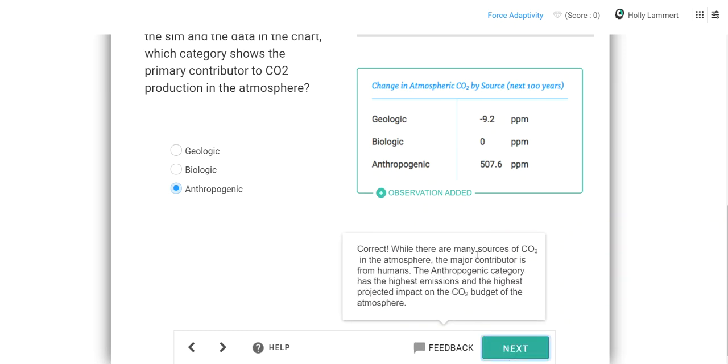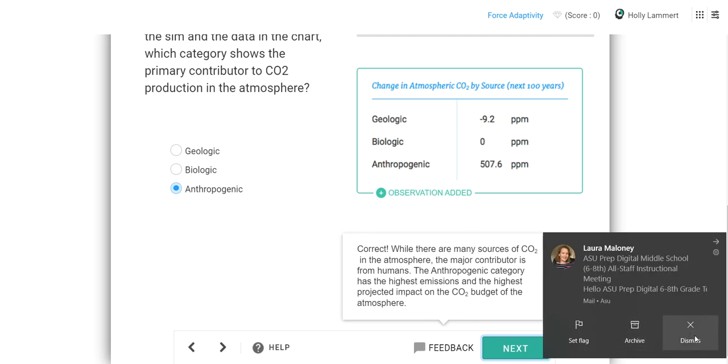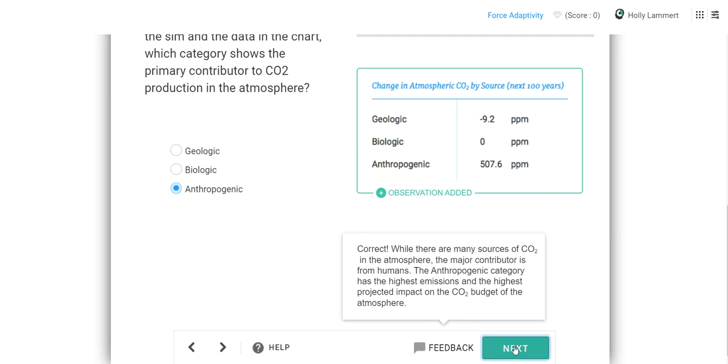Here it says, while there are many sources of CO2 in the atmosphere, the major contributor is from humans. The anthropogenic category has the highest emissions and the highest projected impact on the CO2 budget of the atmosphere. And they're just using budget here as a way to say, kind of like the scorecard, keeping track of all of the CO2, like you would keep a budget of your money to keep track of your money.